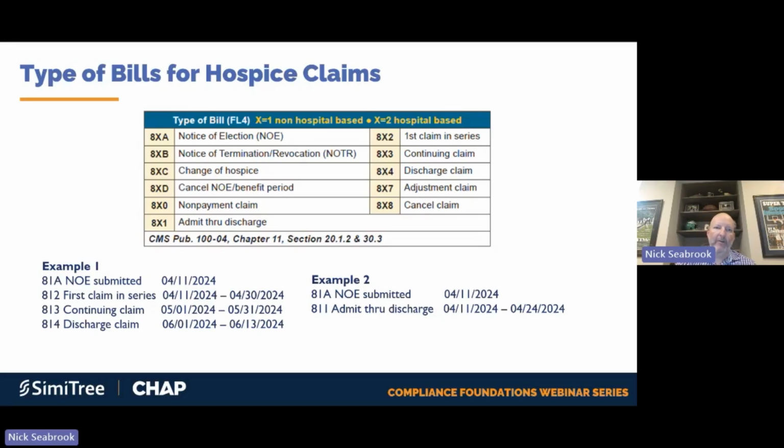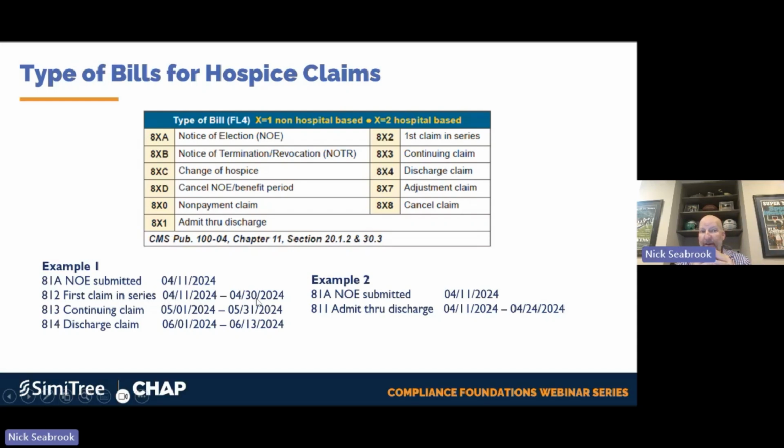So this example here kind of walks through each of those different bill types and how that actually works. So we have the 81A, for example, is when the NOE is submitted. In this example, we're going to go back to April of 24. The first claim in the series is going to get that 81.2. So we have the first claim in the series goes from 4/11 to 4/30.